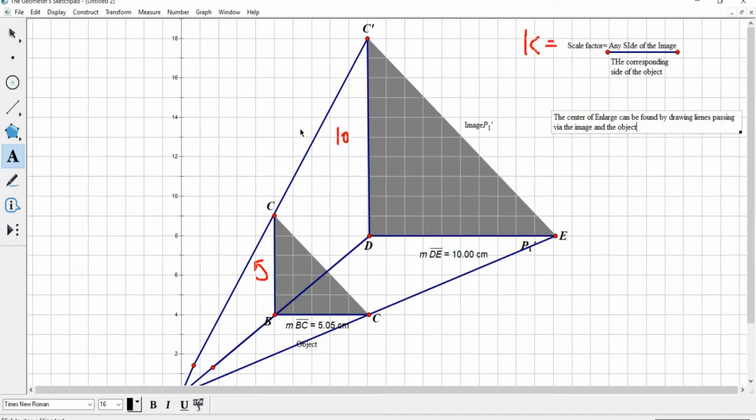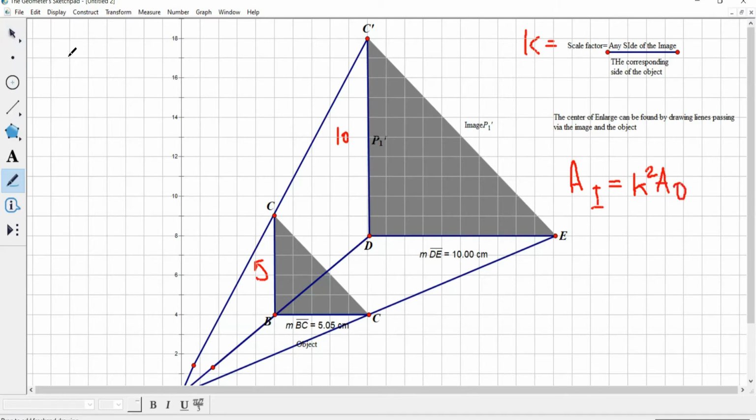And then finally, the last thing we need to know about enlargement is that there is an equation that you must know, which is related to the area of the two. The area of this triangle is the image of this triangle, which is the object. The area of the image is equal to k squared times the area of the object.